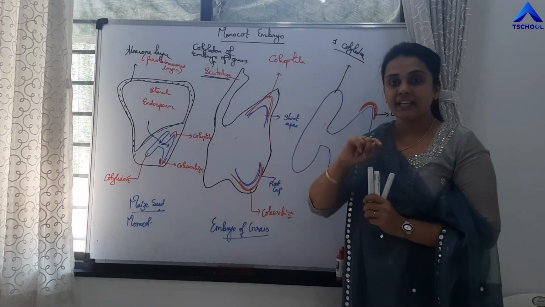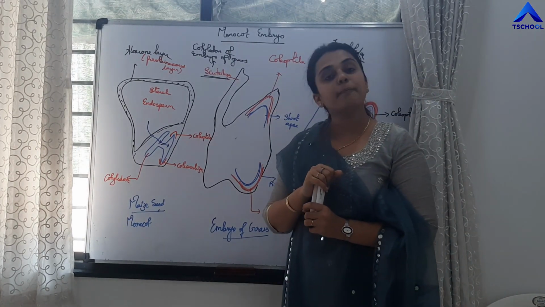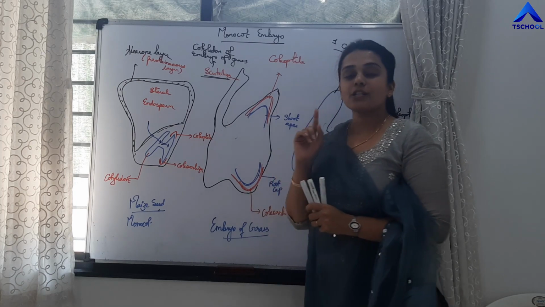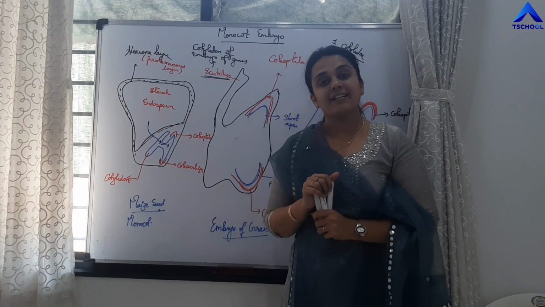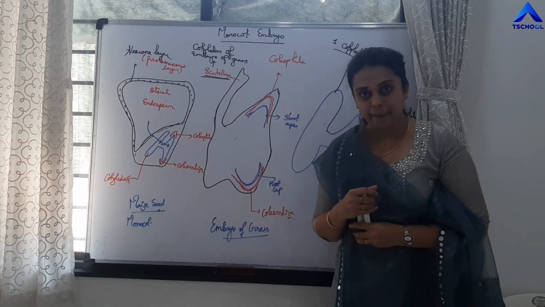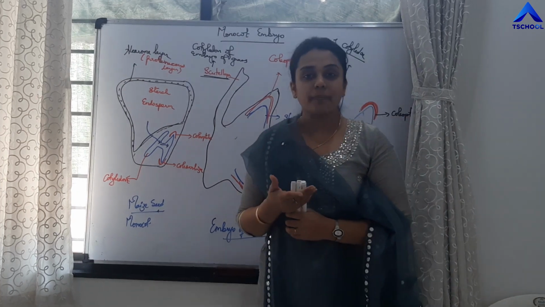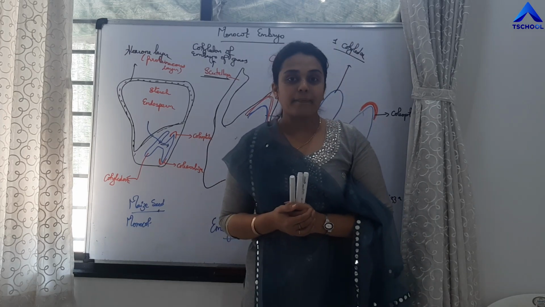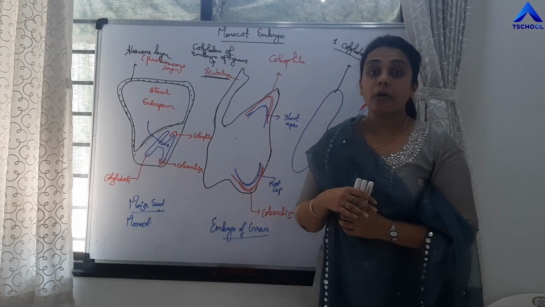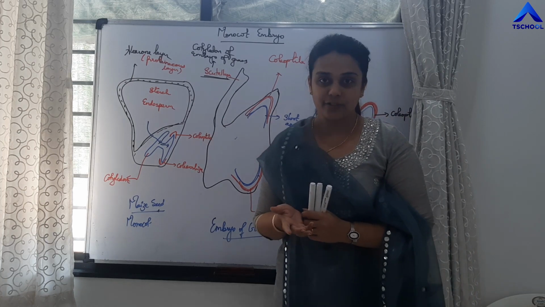What is coleoptile? It is a sheath which is covering plumule and shoot apex. And what is coleorrhiza? It is a sheath which is covering the radical and the root cap. Right? Our next topic, as we are on the edge of completion of this chapter, will be about different types of seeds, students.